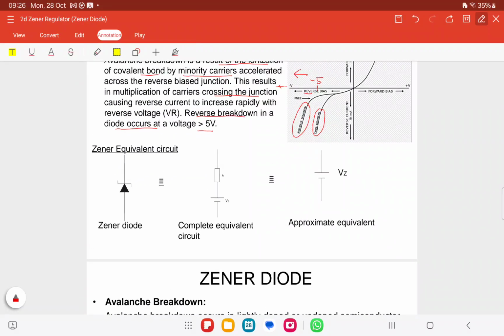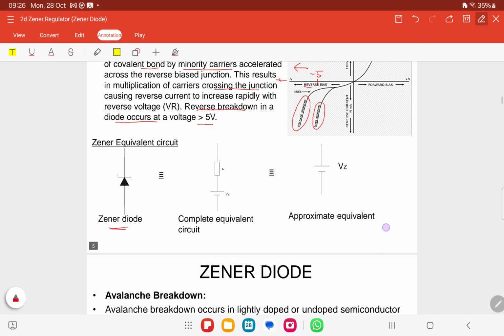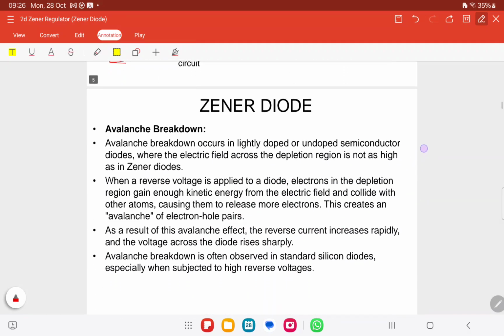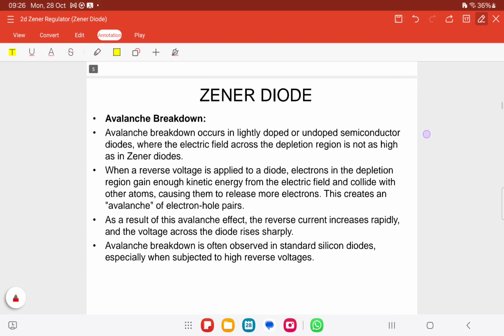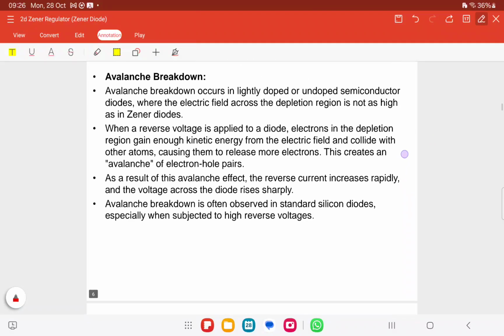And this is symbol for Zener diode. And then for the Zener diode, kita boleh dapat dia punya Zener voltage. This is just explanations for the Zener diode for avalanche.